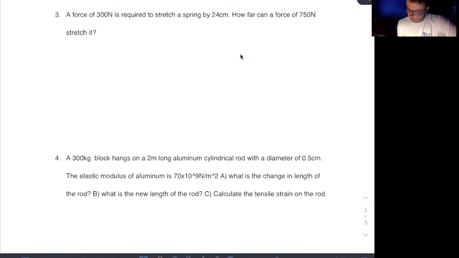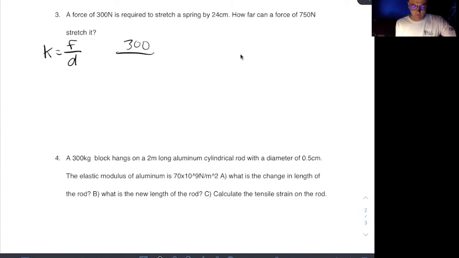Okay, so essentially what we're going to be doing here is using this equation, right? K equals force over displacement. So this constant equals the force over displacement. We want to find the constant of this spring. And then if we find the constant of the spring, we can apply it to whatever force, right? And find whatever distance it's going to make. So let's find it using the first situation. We have a force of 300 newtons.